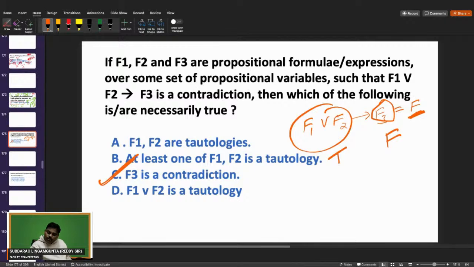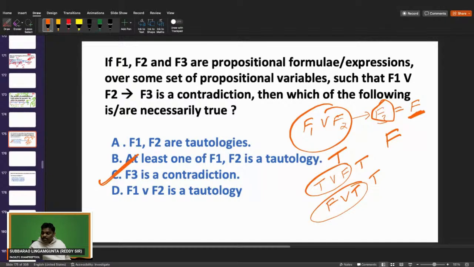Suppose we assume that F1 is a tautology. F2 is false. Overall it becomes true. It is false or it is true, so it will become true. Both false is not possible. Remember everyone, F1 and F2 are not variables. They are formulas. When you say formula, it itself has so many possibilities.